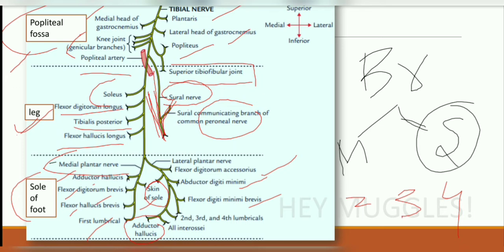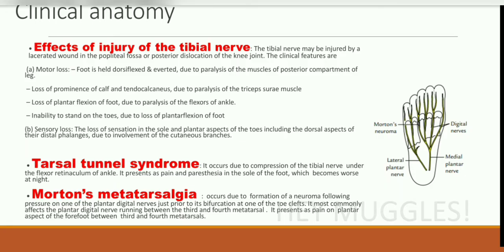So this was the motor and sensory supply of the sole of the foot, and with this we have done the origin, the course and the branches of your tibial nerve. Now we would study the clinical anatomy and the injury at different levels of the tibial nerve. The clinical anatomy part of your tibial nerve. So what would happen? What are the effects of the injury of the tibial nerve?